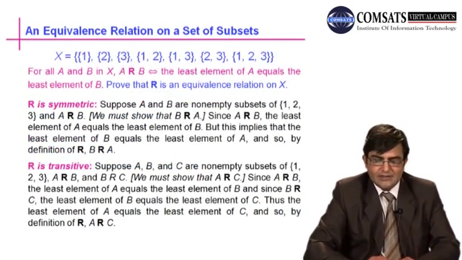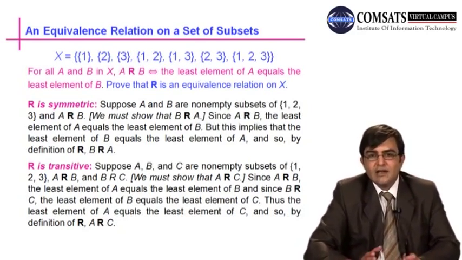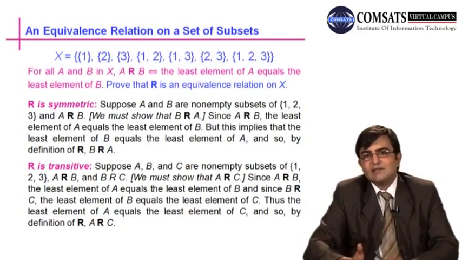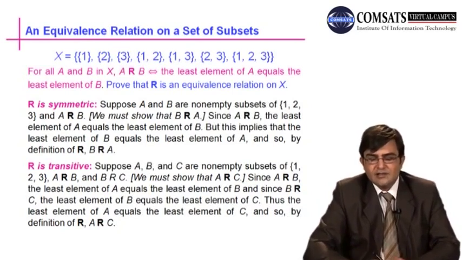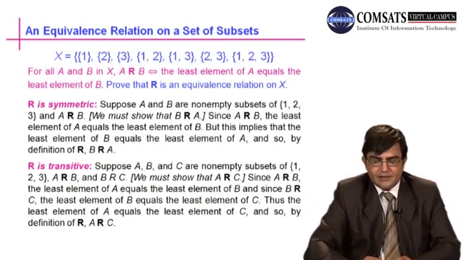Next we have to check whether R is symmetric or not. Suppose A and B are non-empty subsets of {1, 2, 3}, and A is related to B. We must show that B is related to A. So if the smallest element of A is equal to the smallest element of B, then the smallest element of B will also be equal to the smallest element of A. So therefore this relation is also symmetric.